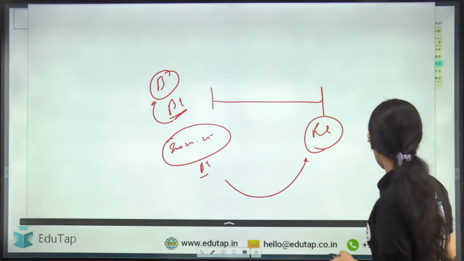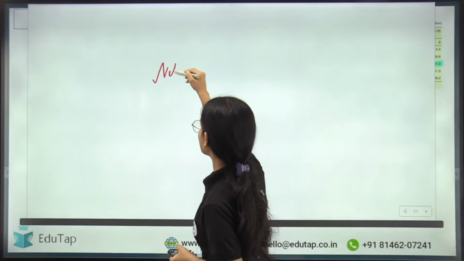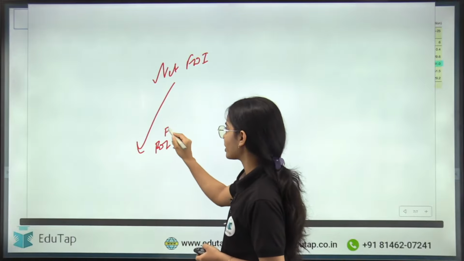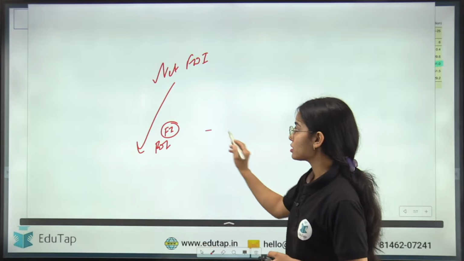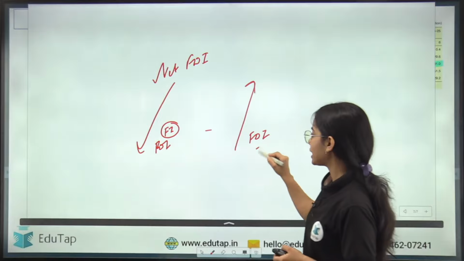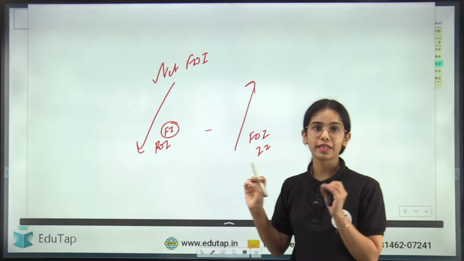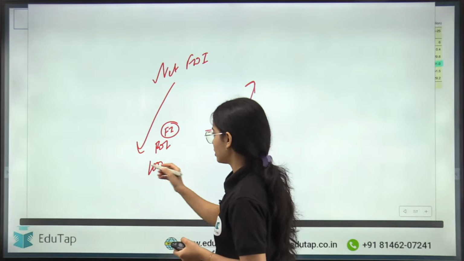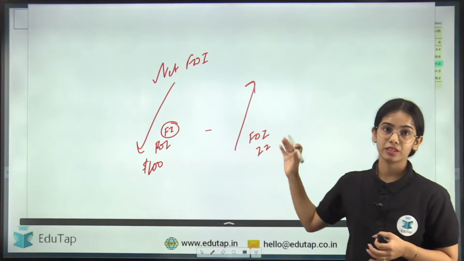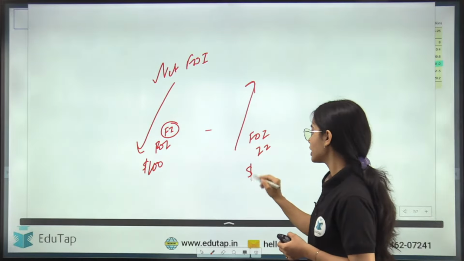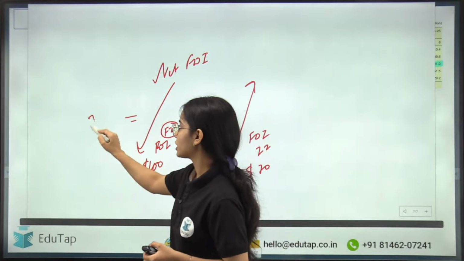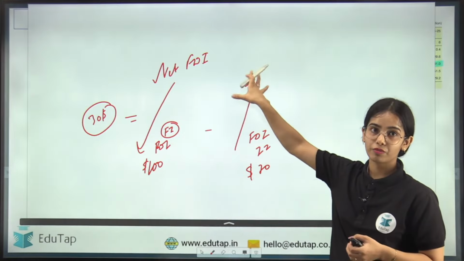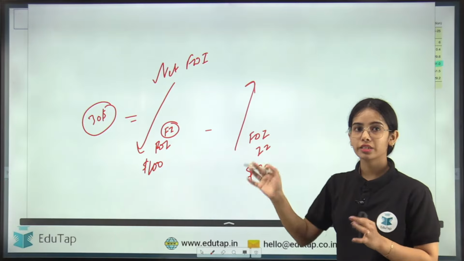Now coming to the next part, that is FDI. Try to understand that whenever we say net FDI, it means how much foreign direct investment we are receiving from foreign investors in our country, minus how much foreign direct investment Indian investors are doing in other countries. Let's say we are getting FDI from foreign investors of $100, and Indian investors are doing foreign direct investment of $70. So the net FDI will be $30. So that is net FDI.